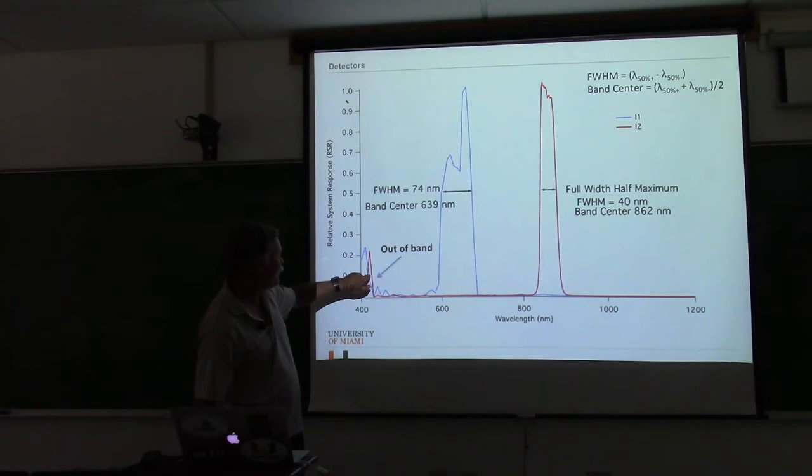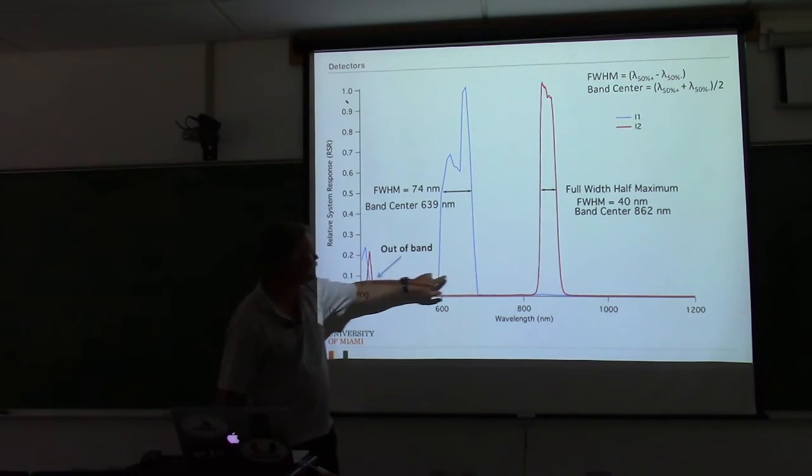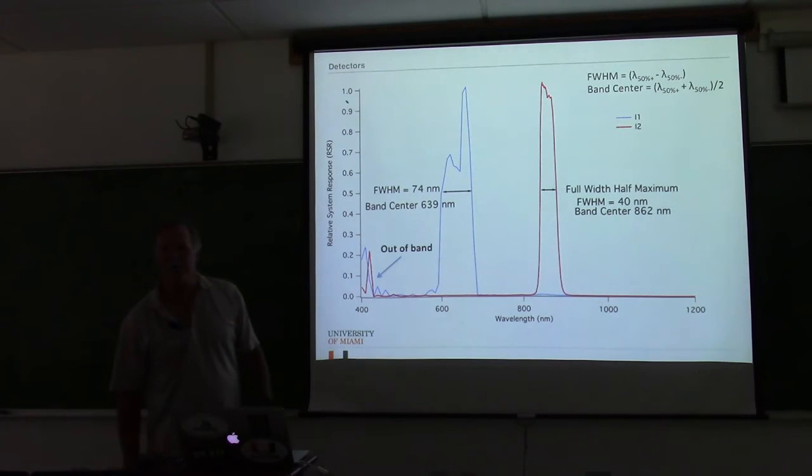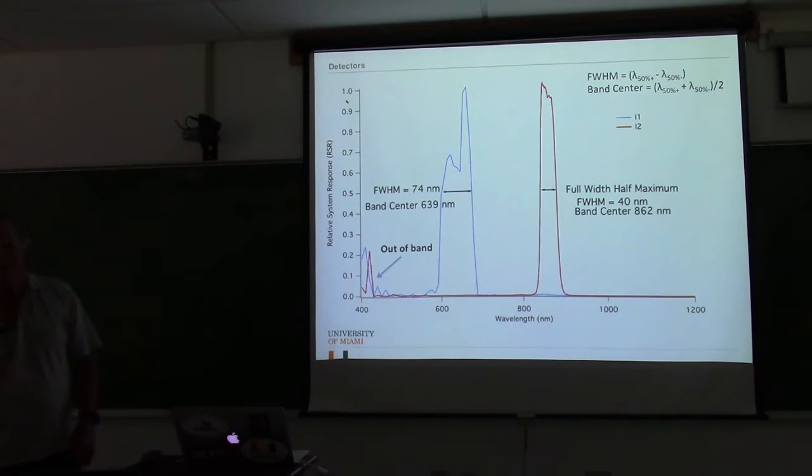The proportion of this in total area is relatively small, but it's not 10 to the minus 4, no. So how would you distinguish those out of bands if you are looking at a full spectrum and not just a single band?